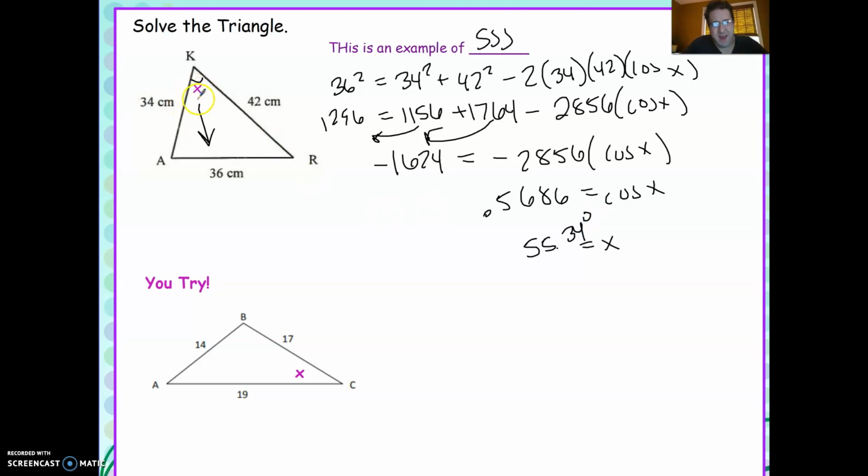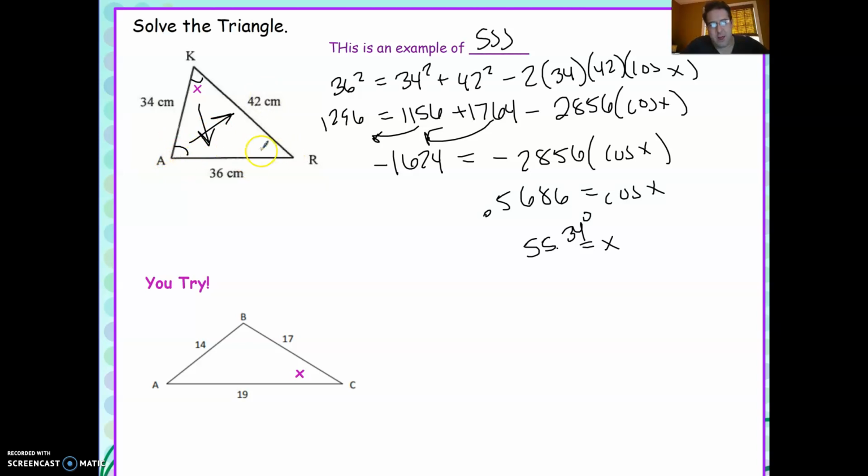Once I have that, then I actually have options, because now I can use law of sines to find the other angle. Since I now know this, and I know this, that would be three things I know, and I could then solve for sine of angle A.